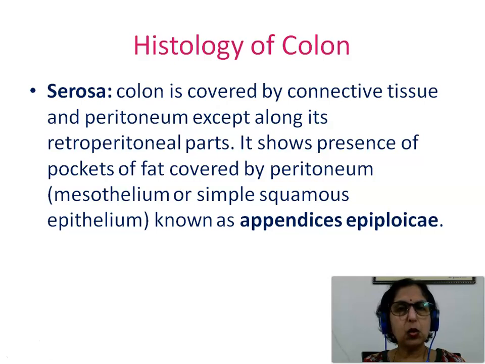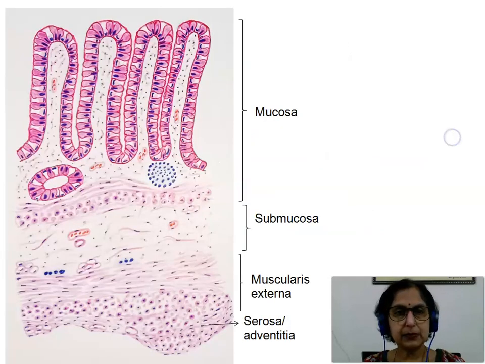Colon is covered by connective tissue and peritoneum except along its retroperitoneal parts. It shows presence of pockets of fat covered by peritoneum, which is mesothelium or simple squamous epithelium, known as appendices epiploicae. So what we see here, the outermost layer, is the serosa or adventitia, showing connective tissue with adipocytes, blood vessels, and some nerve fibers.